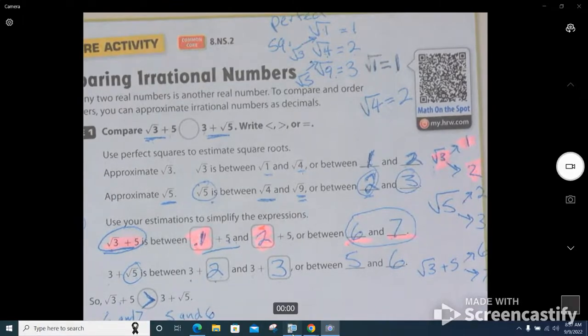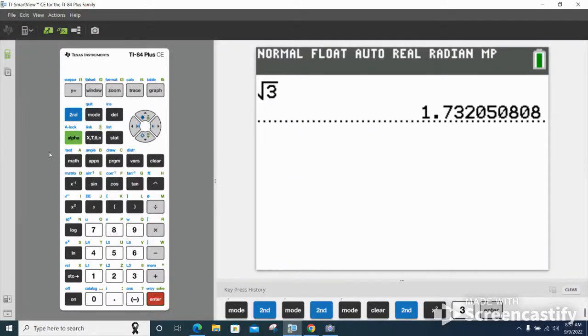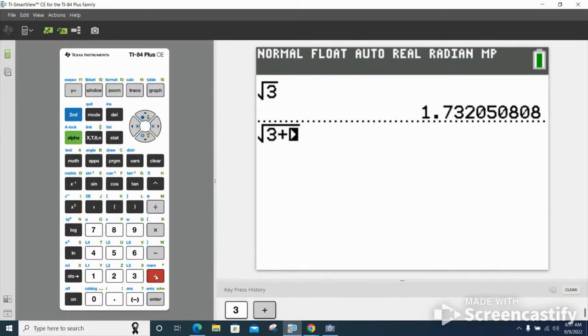Go back to your calculator. What I want you to do is let's figure out the more precise answer. The square root of 3, oops, you've got to get out of the square root symbol.